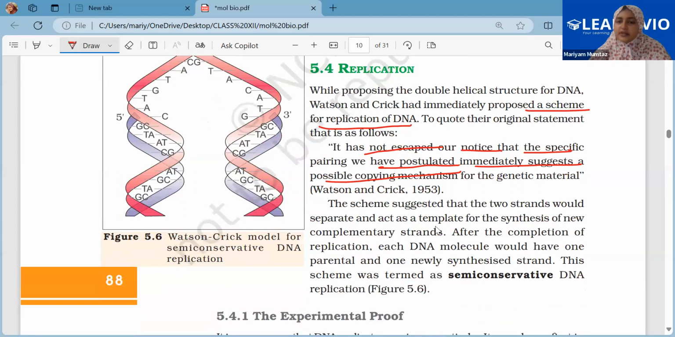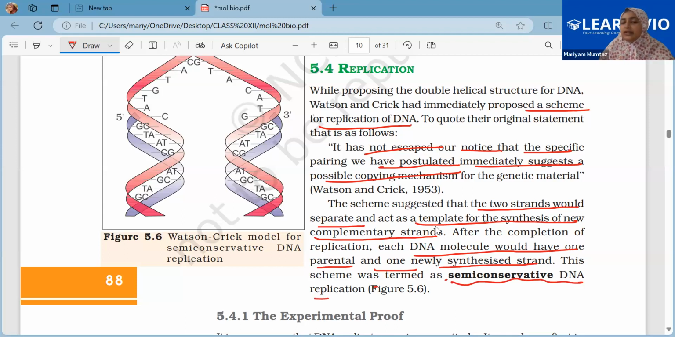This is the statement that they passed out. And they said that the scheme suggested that the two strands would separate and each of those two strands would act as a template for the synthesis of new complementary strands against each of them. After the completion of replication, each DNA molecule would have one parental and one newly synthesized strand. This scheme was termed as semi-conservative DNA replication.